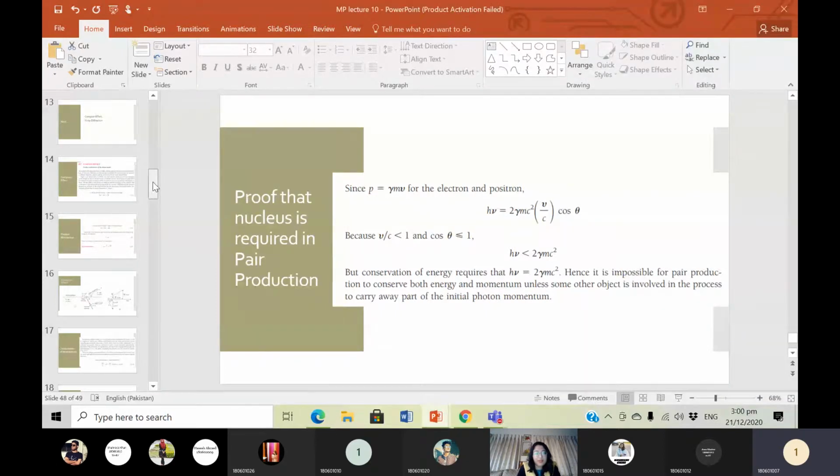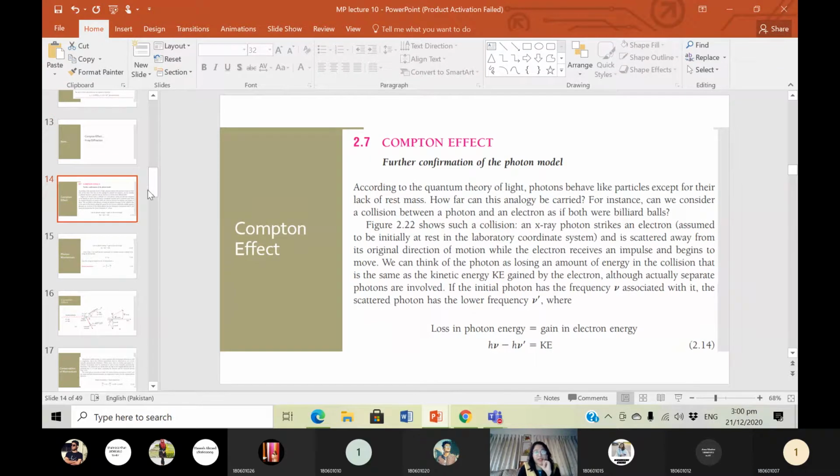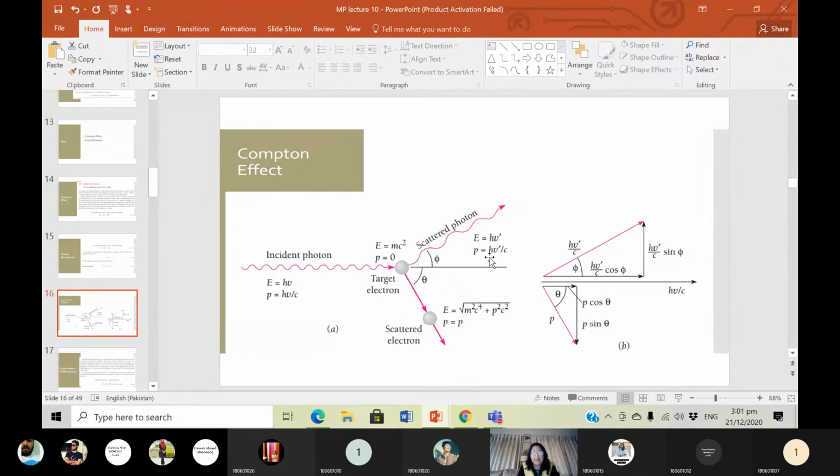Okay, so let's start with Compton Effect. Our chapter is particle properties of waves, and Compton Effect is basically about the scattering of X-rays. If we have an X-ray photon that strikes an electron, what's going to happen to the X-ray photon? The electron receives an impulse and begins to move, and the X-ray photon is scattered away from its original direction. Like if you have a diagram that looks like this.